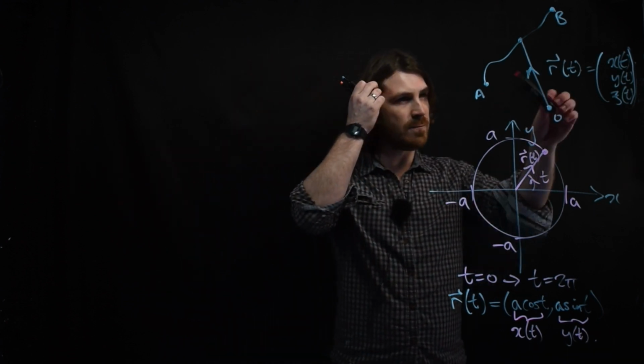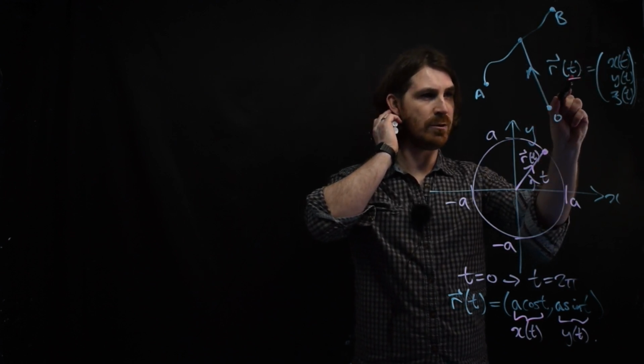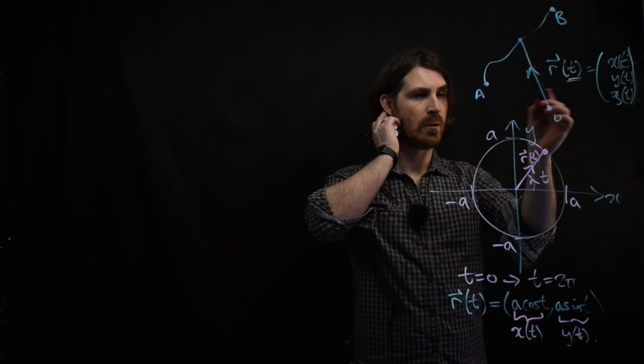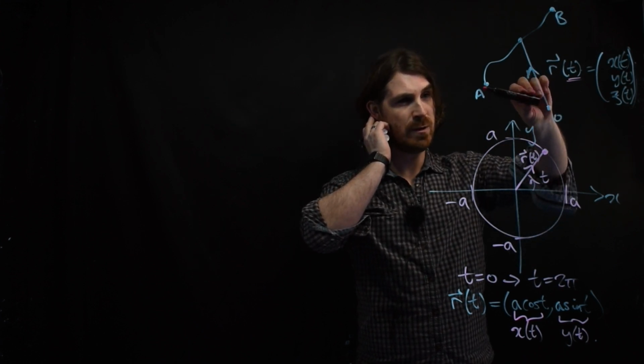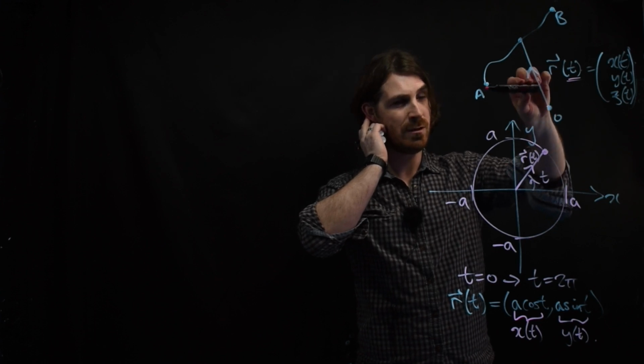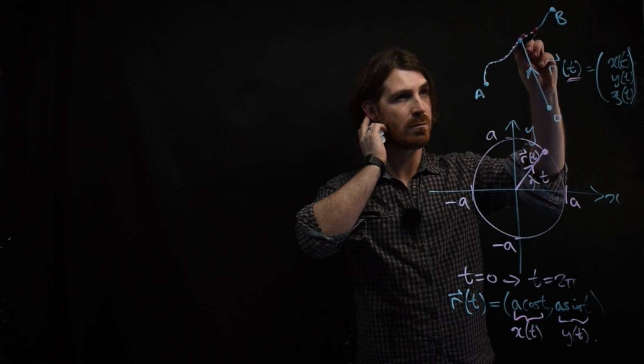So we can define the circle, or any curve, through some parameter t. And changing t sweeps this vector in such a way that you will map out all these points on the curve.